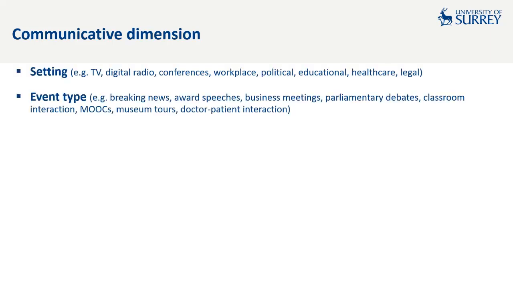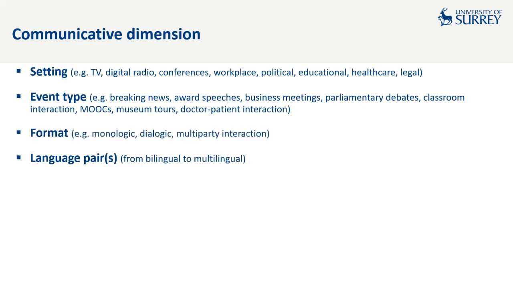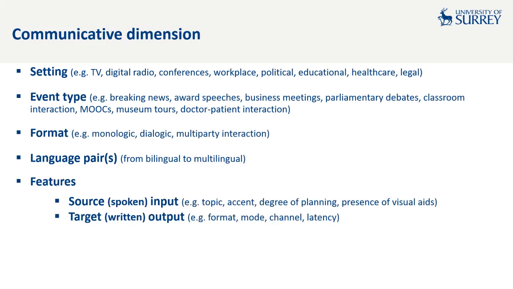Starting from the communicative dimension, interlingual respeaking, as we know, may cover a range of settings, events, event types, formats, language pairs, and from bilingual to multilingual events, for instance, and from monologic to dialogic and multi-party interaction. Other variables are related to the specific features of the source spoken input, such as speaker's accent, speed, topic, degree of planning, and presence of visual aids such as slides and graphs, as well as requirements in relation to the target written output in terms of format, mode, channel, and latency.